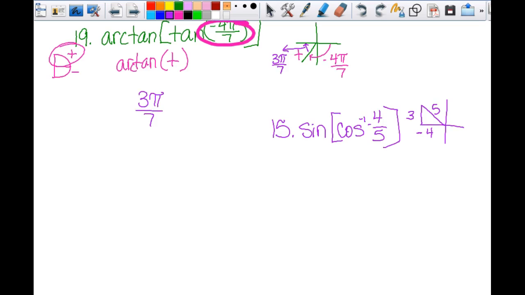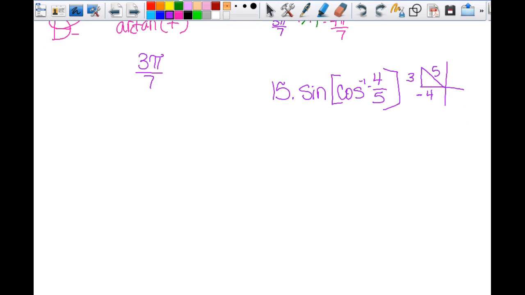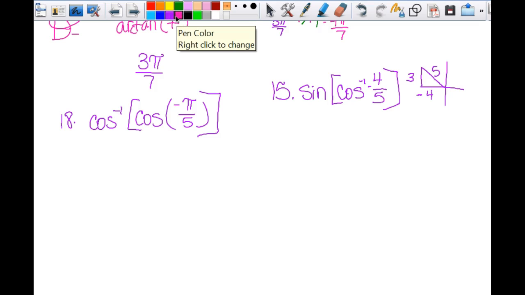So let's look at 18. That's what I was trying to do there. 18 is the cosine inverse of the cosine of negative pi fifths, just like this. Okay, so here's one where they don't just cancel each other out, right? Instead, when I take the cosine of a negative angle, this right here is in which quadrant? What's the cosine of negative pi fifths?